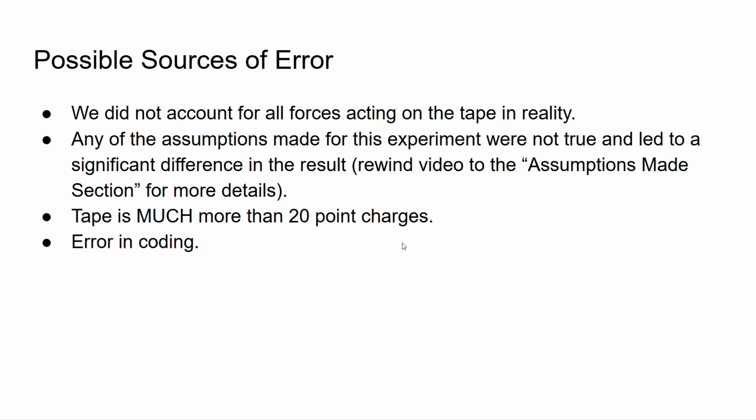Possible sources of error. As I said earlier, air resistance is acting on the tape, the force from the adhesive, and the normal force from the erasers. All of these forces were not accounted for in this experiment, and that could cause a source of error in us predicting our charges. Another source of error is if any of the assumptions made for this experiment were not true and led to a significant difference in results. To review these, you can rewind the video to the assumptions made section. Another possible source of error is that tape is much more than 20 point charges. In reality, when calculating the electric field given off by a charged object, you would use an integral, so infinite point charges. And also, as always, there could be an error in coding.